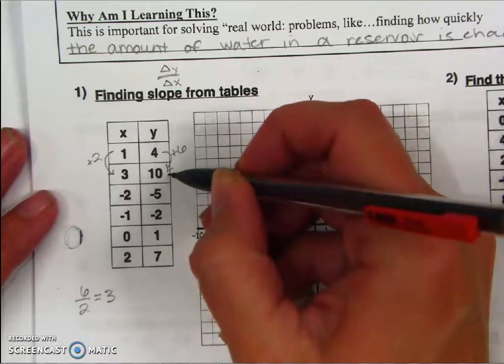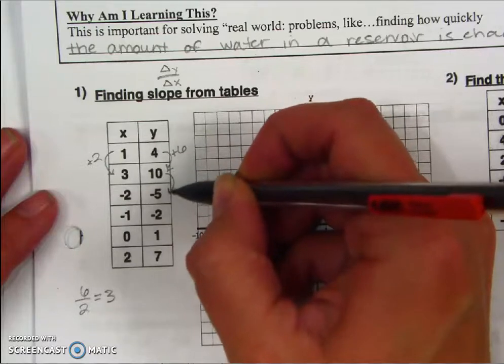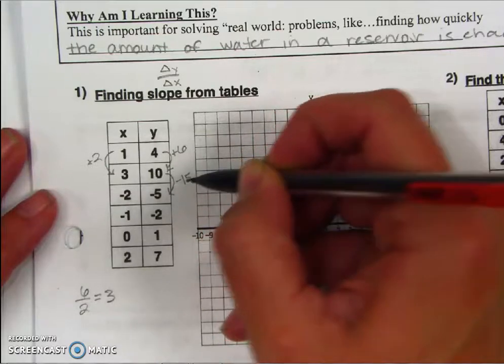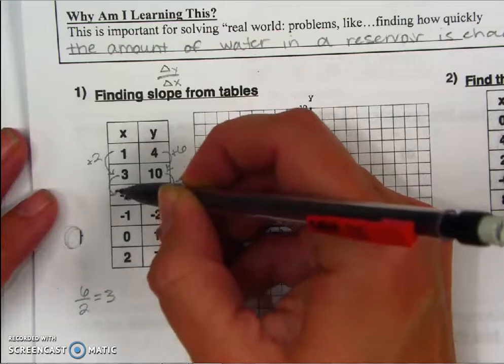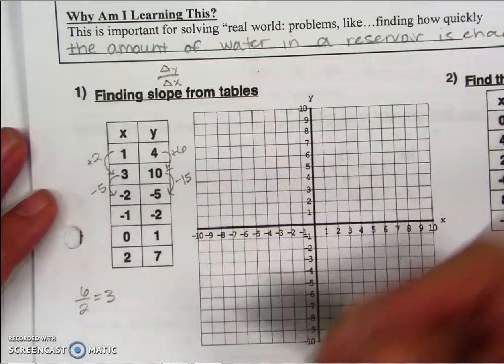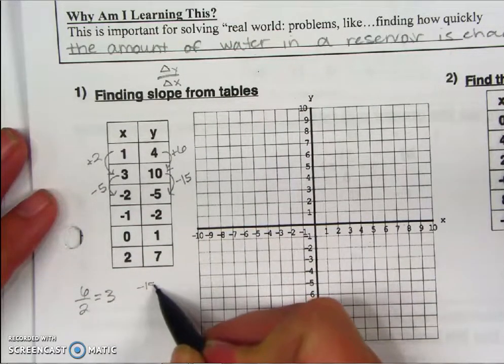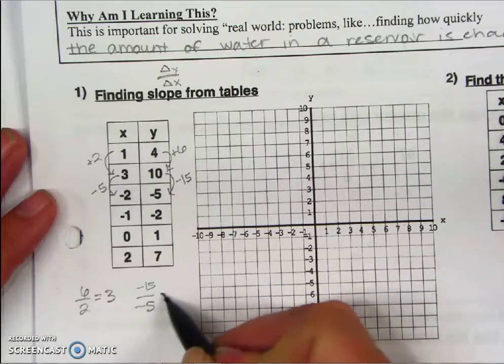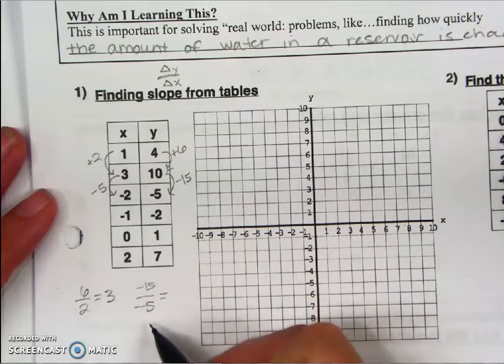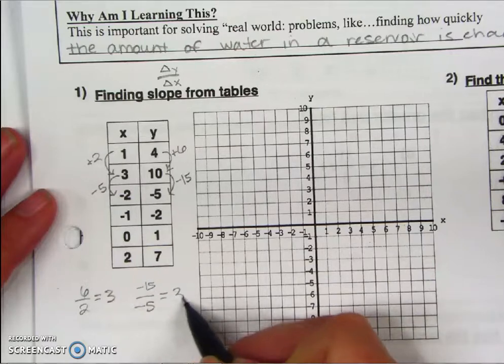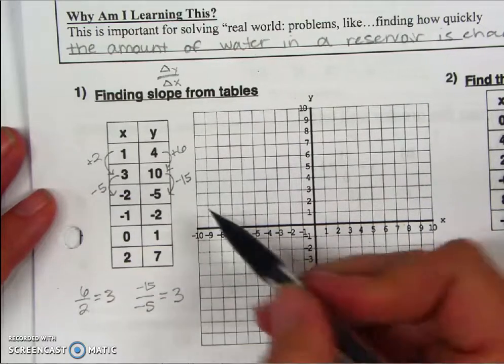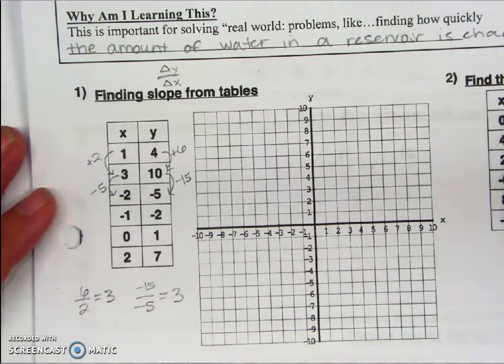Let's check the other values. Well, this one looks like it goes down 15, but the x values at that point go down 5. And so if I were to write negative 15 over negative 5, that still comes out to be negative divided by negative is positive 3. So that still comes out to positive 3 no matter which 2 points I pick from this table.